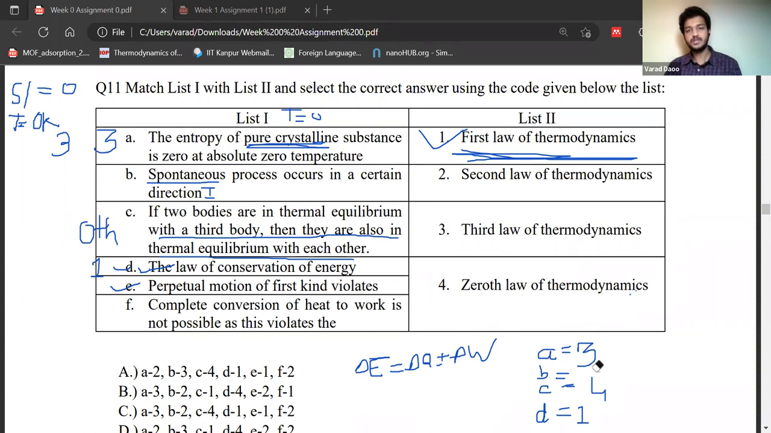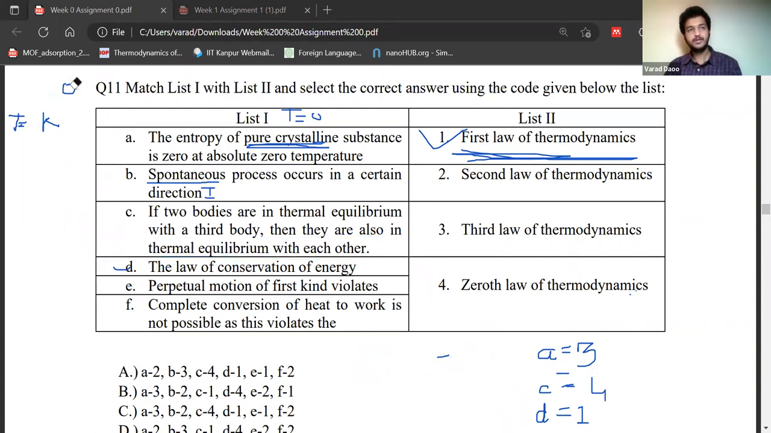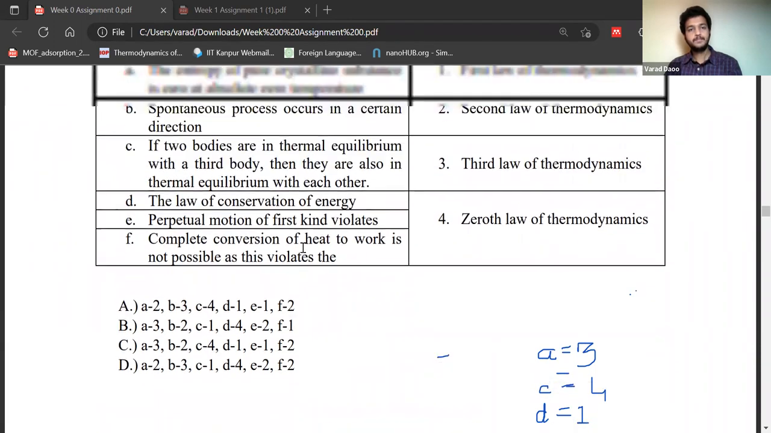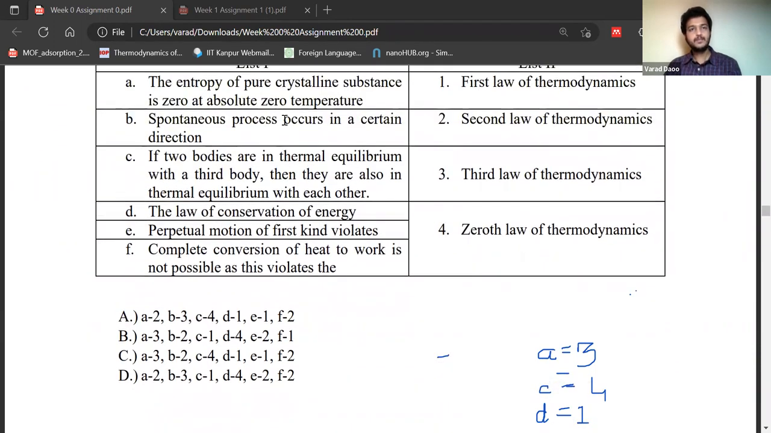So let me first erase this. So what is E? E is also 1, right? So I will write here E is equal to 1, first law, right?